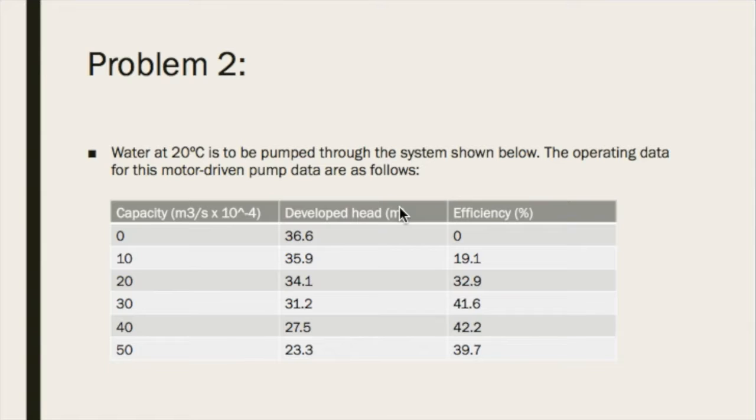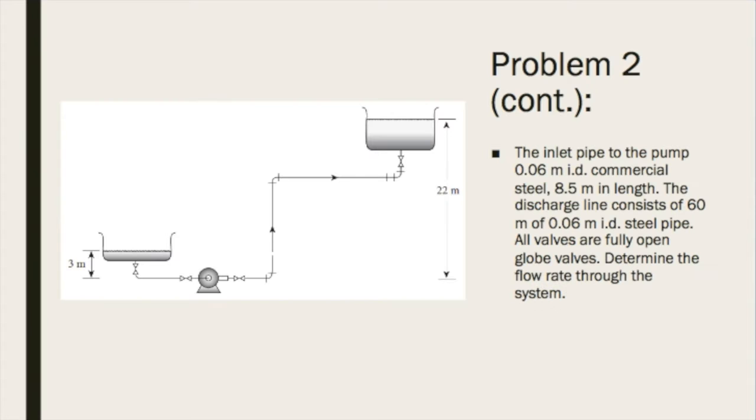Problem 2. Water at 20 degrees Celsius is to be pumped through the system shown below. The operating data for this motor-driven pump are as the following table shows. The inlet pipe to the pump is 0.06 meters in diameter commercial steel and 8.5 meters in length. The discharge line consists of 60 meters of 0.06 meters in diameter steel pipe. All valves are fully open globe valves. Determine the flow rate through the system.